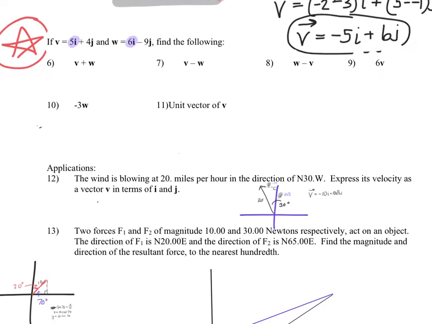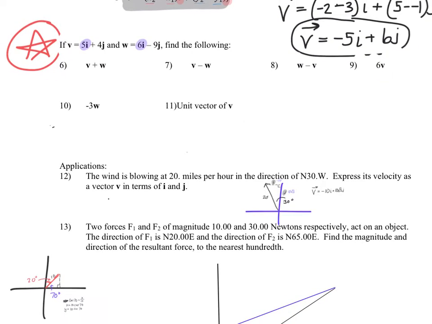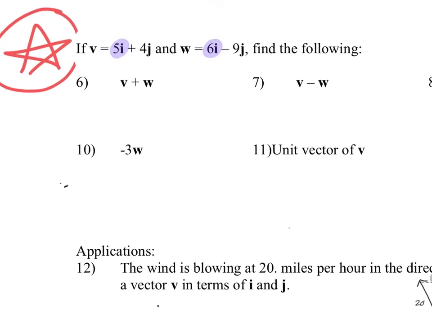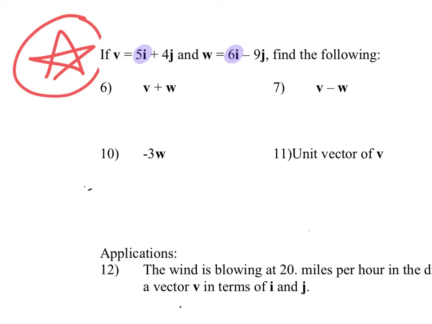There's just a few problems here that I want to walk through with you guys, and then I'll let you get to work. We have 2 vectors here, v and w, and they want us to perform some operations. So if I want to add these 2 vectors together, all I need to do is add their horizontal and vertical components. So 5 plus 6 will get us to 11i. And then 4j minus 9j is going to get us to negative 5j. It is as simple as it seems.